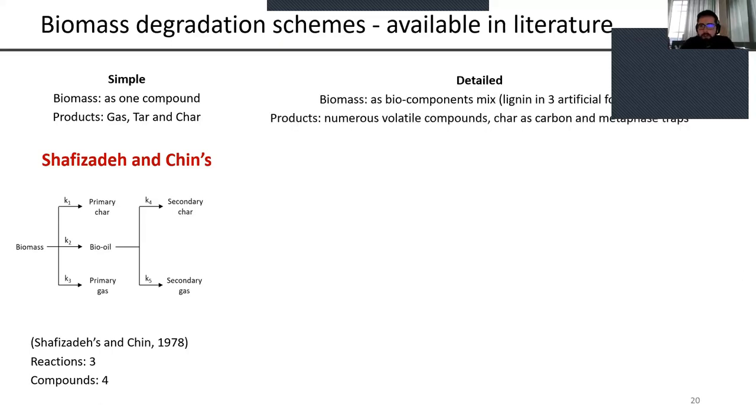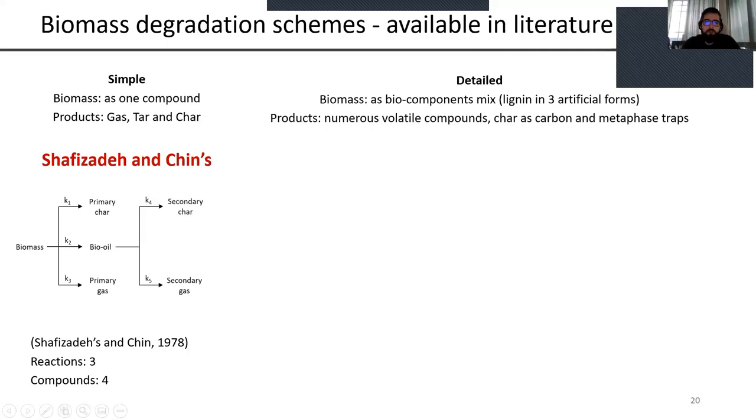But recently more detailed degradation schemes were developed, in which the biomass is treated as a mixture of the biocomponents, and additionally lignin is divided into three artificial forms depending on its structure. On the product side, we obtain numerous volatile compounds, depending on the applied scheme, and the char is not treated only as elemental carbon, but also as a metaplastic phase, which degrades with the processing temperature. That means that we can model the biochar structure in a chemical way more accurately.